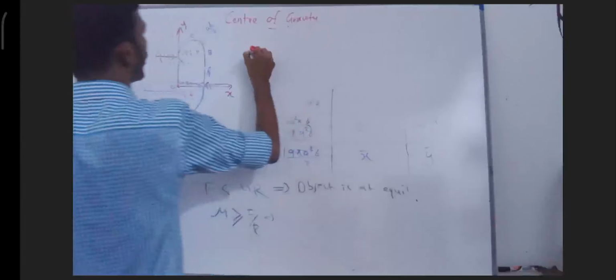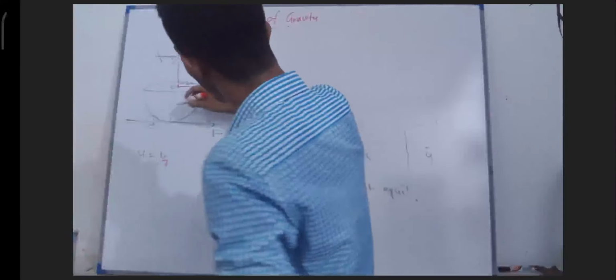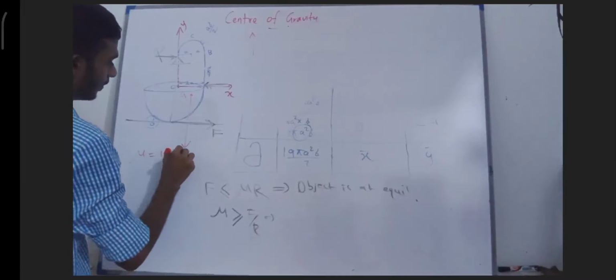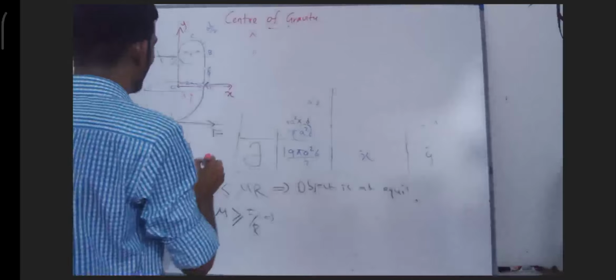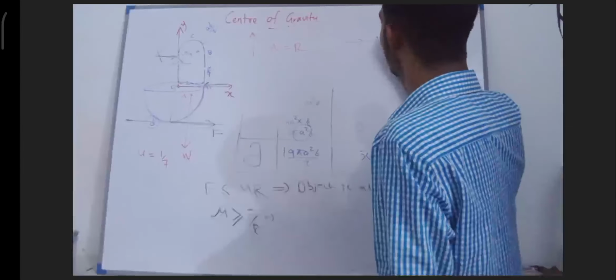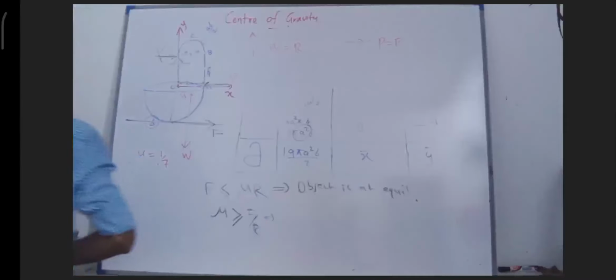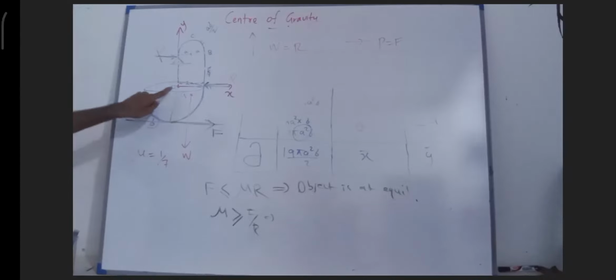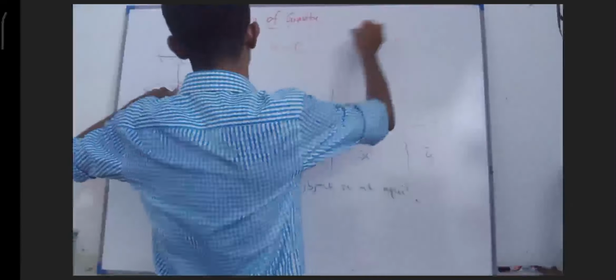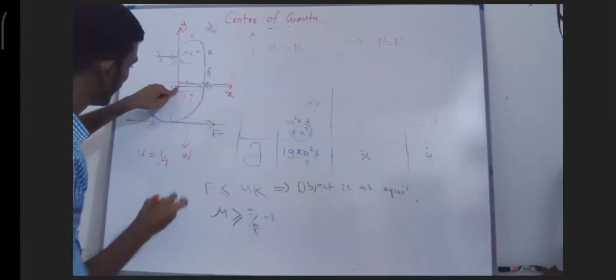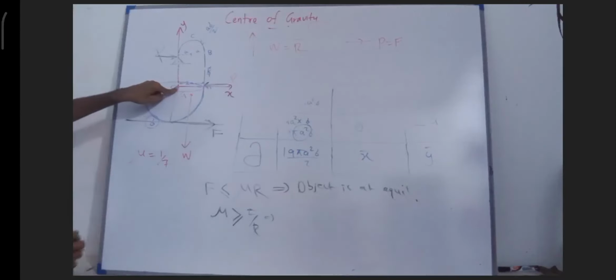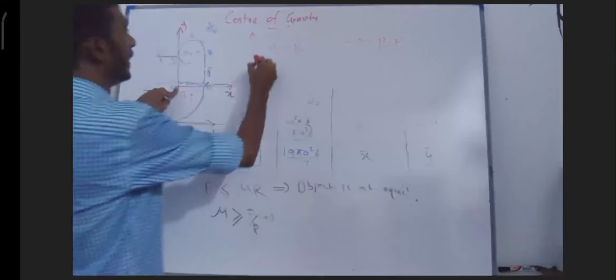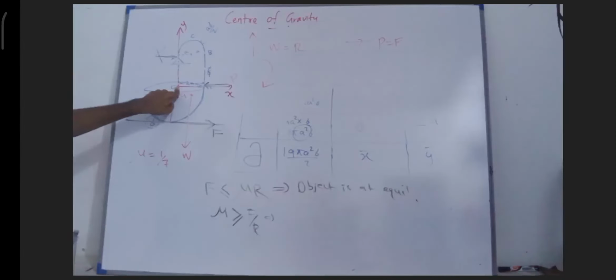Now if I take the vertical portion of the forces, we have weight here, so weight W is equal to R. And if I take the horizontal component of the forces, this is P, so P is equal to F. Now I don't know P and R, so if I take the moment about this origin, I will get an equation in terms of W and F. And W will definitely be equal to R, so I can involve R and F. So take torque about the origin.